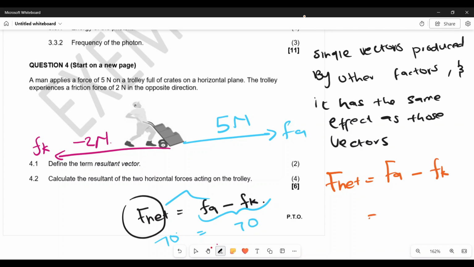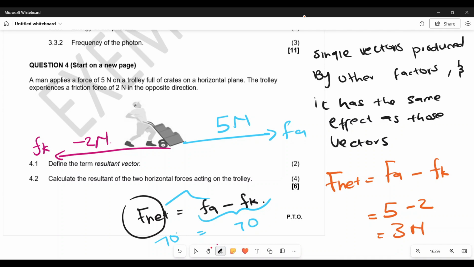Now, force applied, remember the vector, your force, it must have both magnitude and direction. As I've said, this is going to be positive, right? And minus your friction, because it's going in the opposite direction, -2. Now your F net would be 3 newtons.